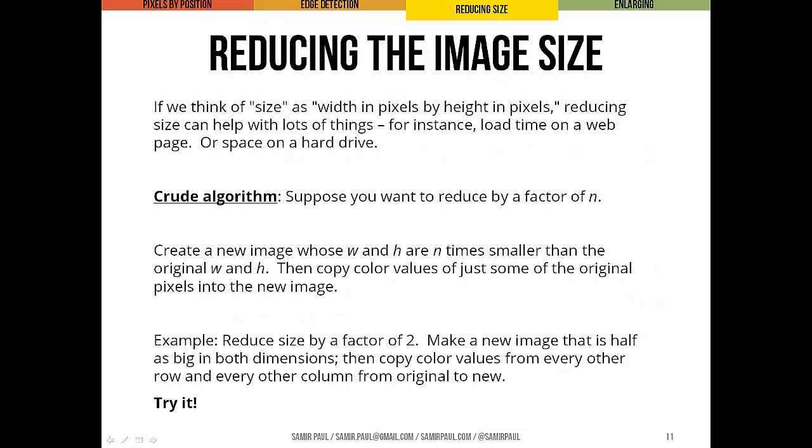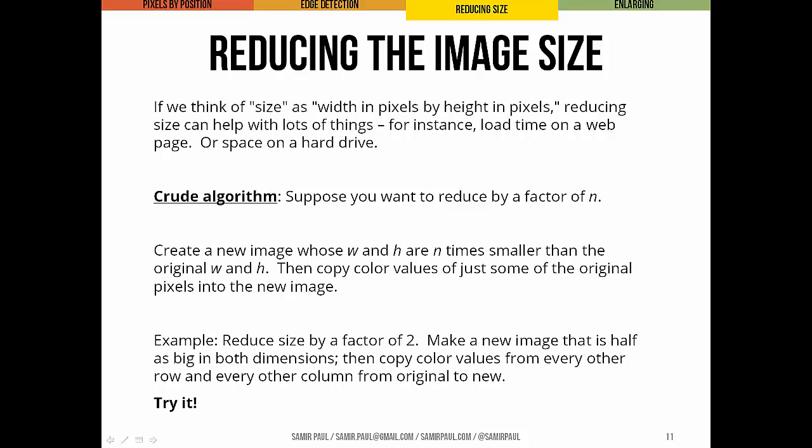Okay, we'll talk briefly now about two algorithms that I'll leave it to you to implement if you'd like. The first is for reducing the image size. So we might think of size as the width in pixels by the height in pixels. And if we reduce that size for a particular image, it can help with a lot of things. I mean, just imagine loading an image on a website. Right? If you have fewer pixels to load, the image is going to load significantly faster.